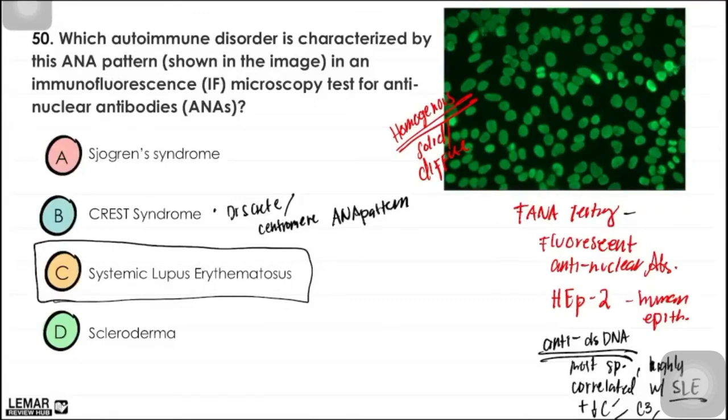It is very important that we know these. Especially for SLE, please be familiar with all the possible staining patterns. It can be associated with the speckled pattern, and also the homogeneous pattern. In the speckled pattern, the autoantibody detected is the anti-Sm, or anti-Smith, antibody. That is also specific for lupus conditions.